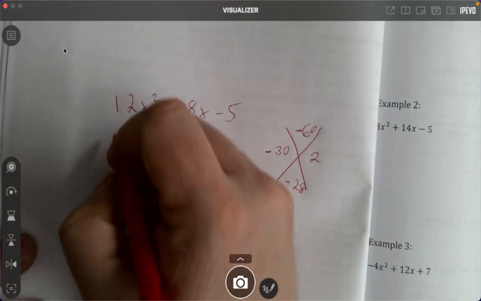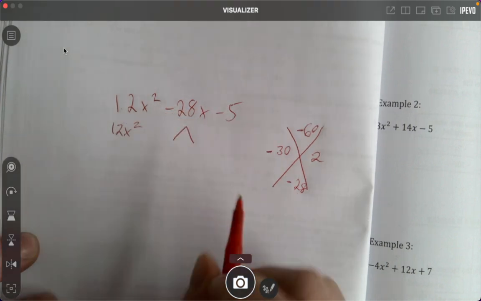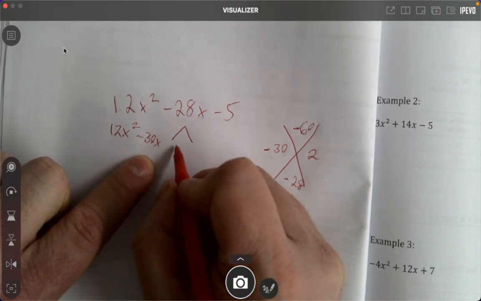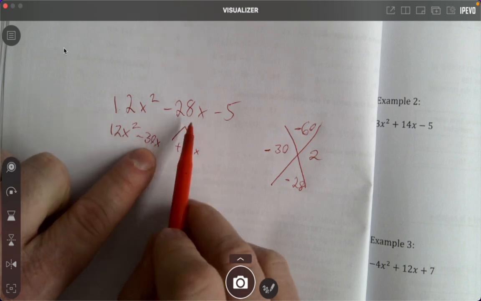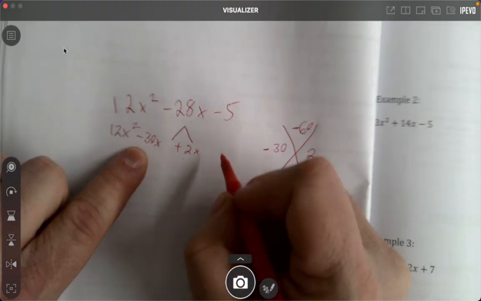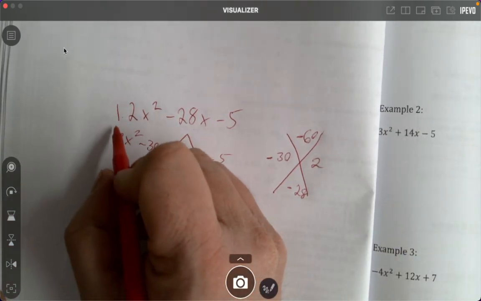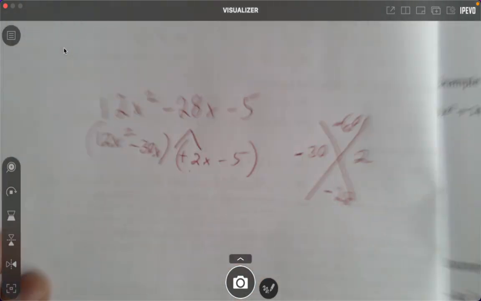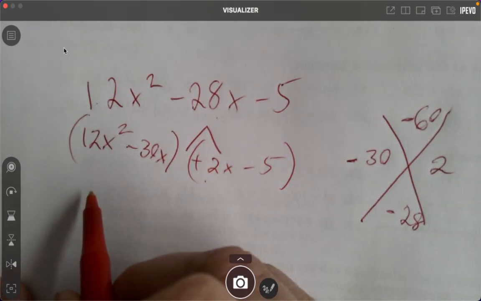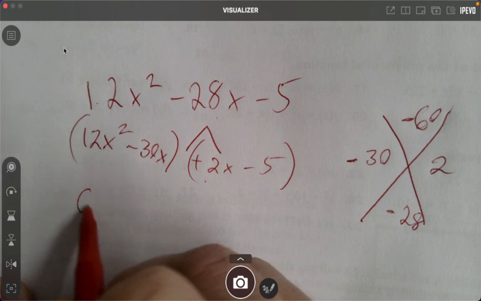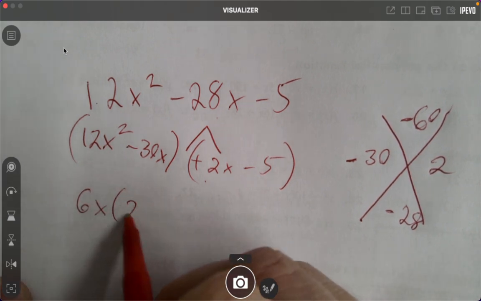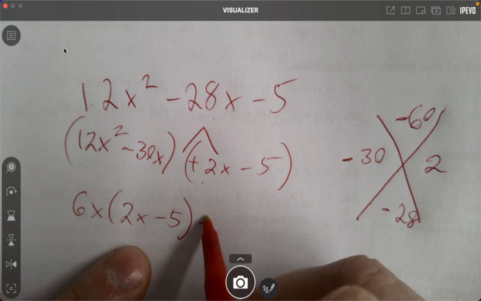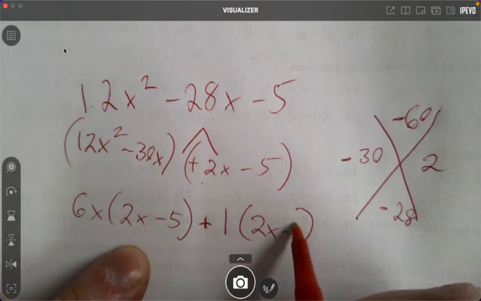So now watch what happens when I split up the trinomial. I get 12x squared, and I'm going to split up this negative 28x into negative 30x plus 2x, which we all agree still equals negative 28x, right? This plus this is that, minus 5. Okay, so like Maria did in the video, I'm going to factor out of these two binomials. I can factor out, just like we did in the beginning of the factoring unit, I can pull out a 6 and an x, and I'm left with 2x minus 5. Over here, I already have 2x minus 5, which is what I want. So I just put plus 1 times 2x minus 5.